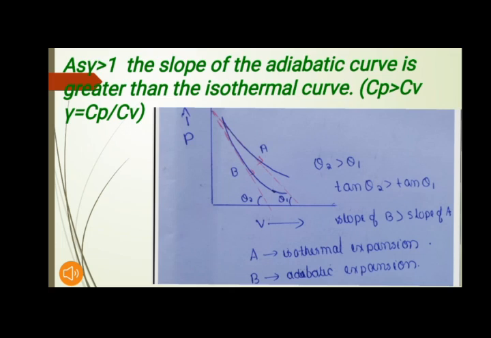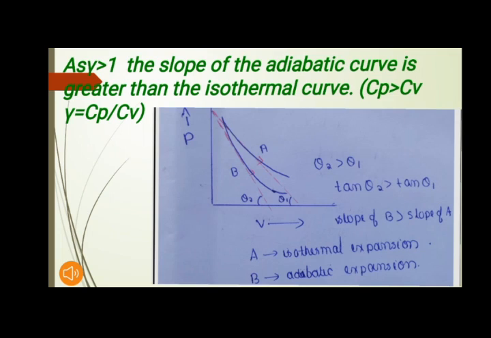Then here a graph is given, pressure on the y-axis and volume on the x-axis. Here we can see two curves. One is marked as A and the other is marked as B. We need to find which is the adiabatic and which is the isothermal curve. For that, we need to consider the slope. So we need to draw two tangents, one tangent passing through A and the other passing through B. And here you can see two angles, theta 2 and theta 1, that are marked in the figure. By looking, we can understand that theta 2 is greater than theta 1.